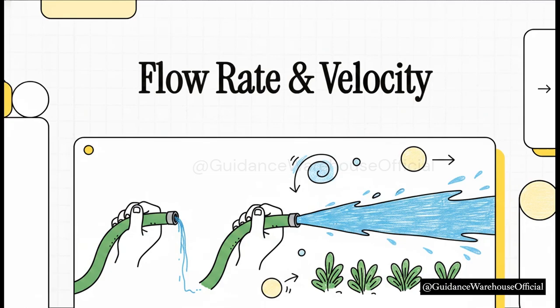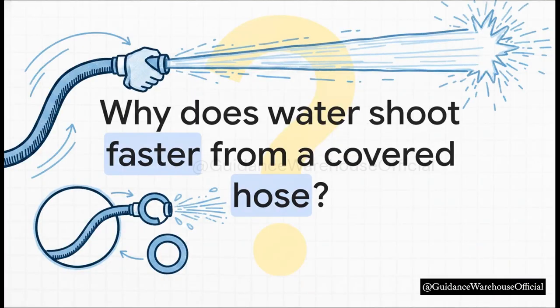Picture this. You're out in the yard holding a garden hose. The water is barely trickling out, not quite reaching the plants you're trying to water. So what's the very first thing you instinctively do? You place your thumb over half the opening. And boom, the water suddenly shoots out like a high-speed laser.